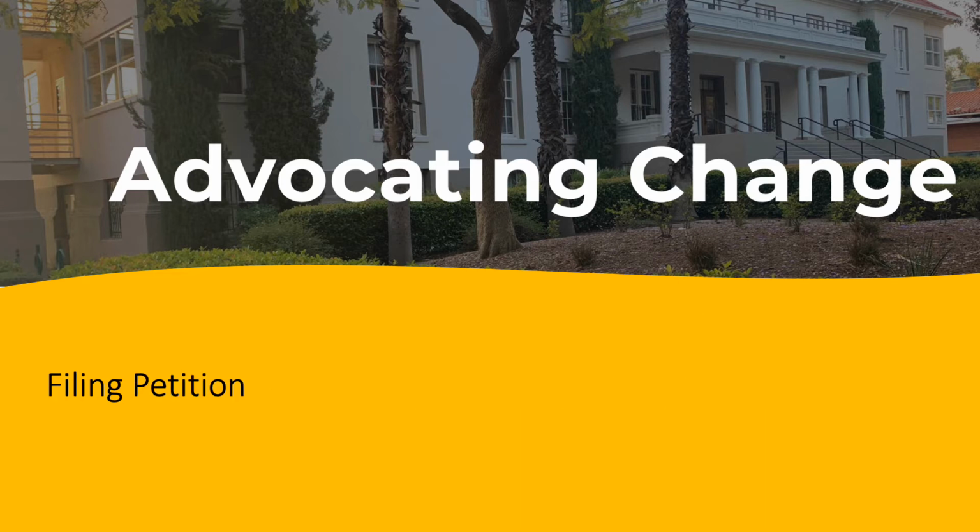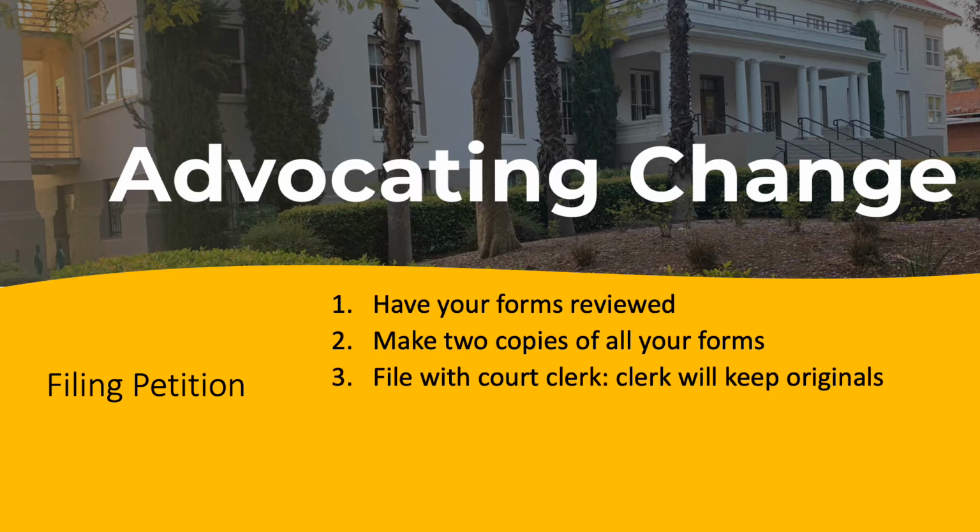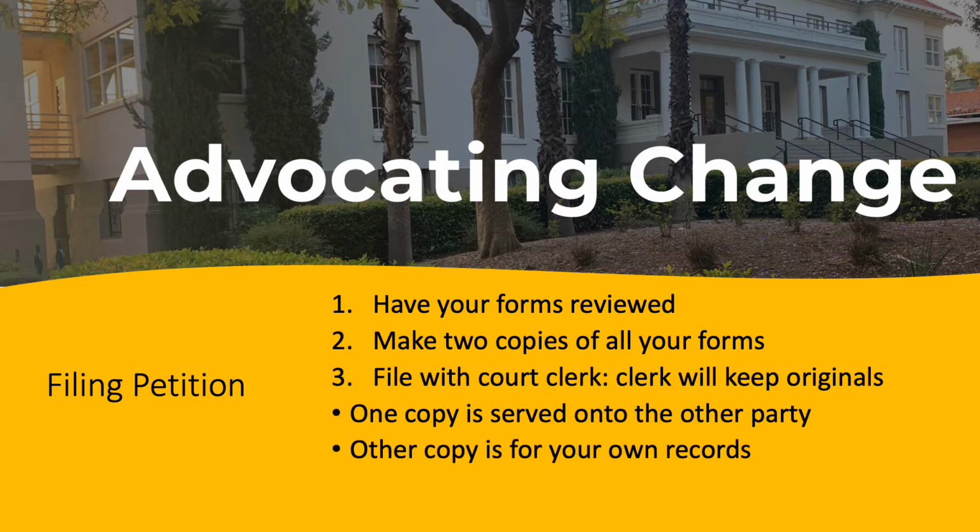The next step for the petitioner is to have their forms reviewed, make 2 copies of their forms, and file them with the court clerk. The petitioner may want to have their forms reviewed by an attorney, the court's family law facilitator, or the court's self-help center. Once the petitioner is satisfied with their forms, they will want to make 2 copies. When filing documents with the court, the clerk will keep the originals and stamp the 2 copies. These copies are known as conformed copies. 1 copy will be served onto the other party, and the other copy is for the petitioner's own records.